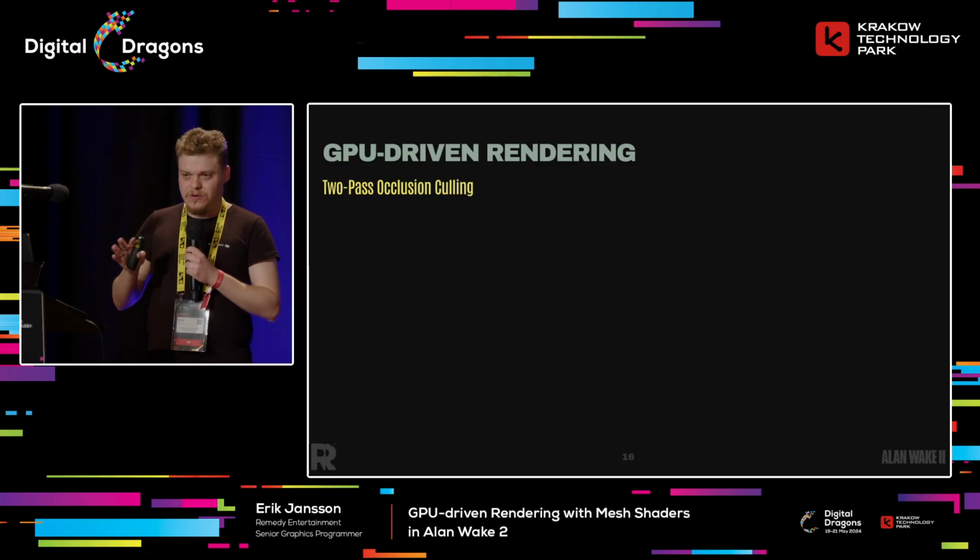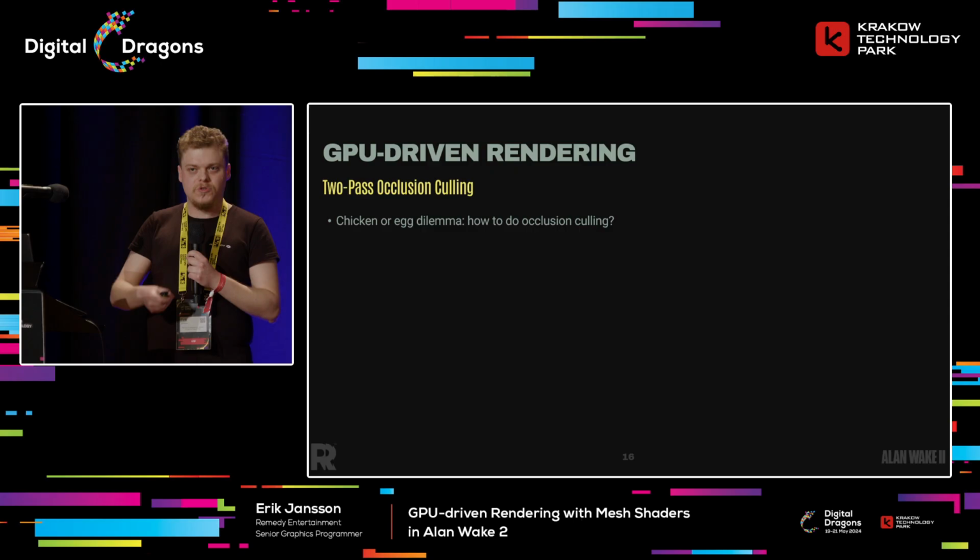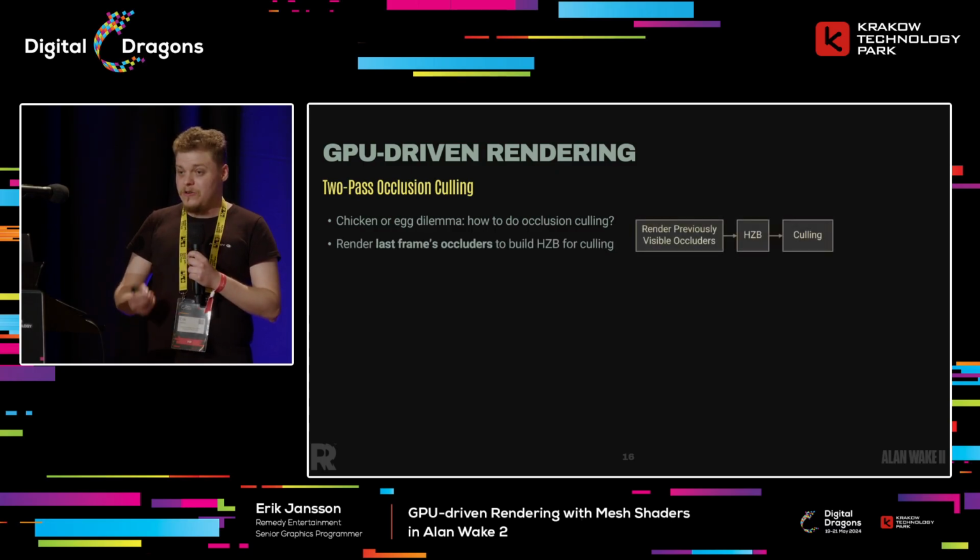We will get to occlusion culling a bit later, but it's important to already talk about this thing. Occlusion culling is the classic chicken or egg problem. You need to get a hierarchical Z buffer to do culling, and you want to do culling because you don't want to render anything, but you need to render things to do occlusion culling. So how do we solve this? There are many ways to do this, but the way we have chosen is to render the last frame's occluders, build a hierarchical Z buffer from that, and then do the culling. This, of course, leaves gaps in the geometry, so that's not very good.